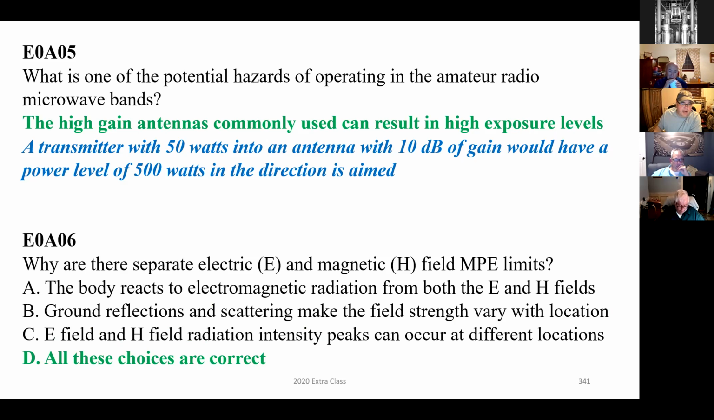Why are there separate electric and magnetic field MPE limits? A, the body reacts to electromagnetic radiation from both the E and H fields. B, ground reflections and scattering make the field strength vary with location. C, the E field and H field radiation intensity peaks can occur at different locations. D, all these choices are correct.